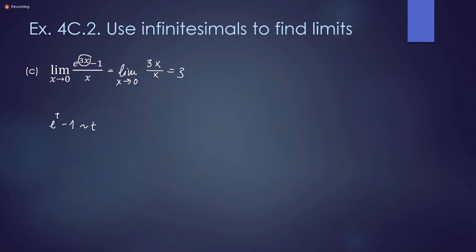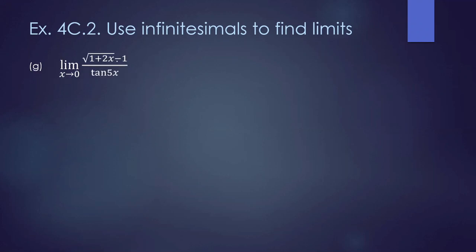This is what I meant by alpha. Now let's see. (1 plus t) to the power 1/2, the square root, minus 1, is equivalent to 1/2 t. This is something I wrote on the board already a while ago.